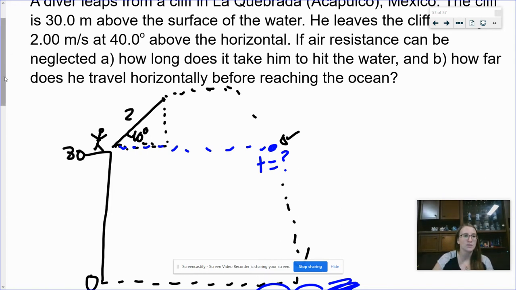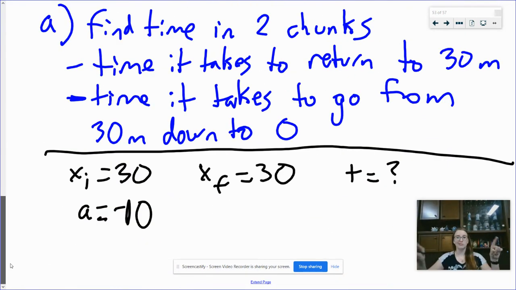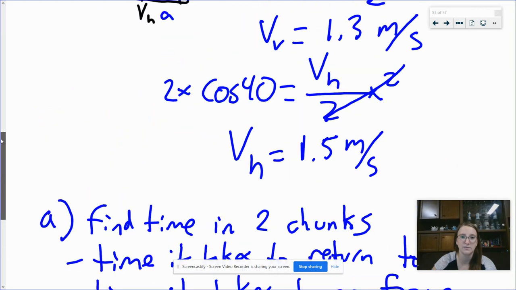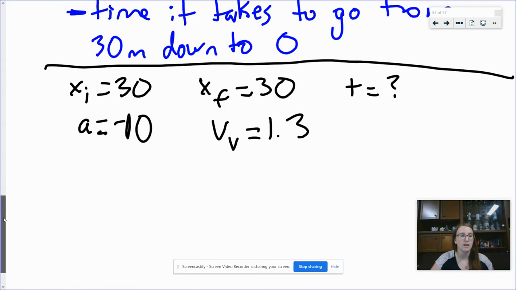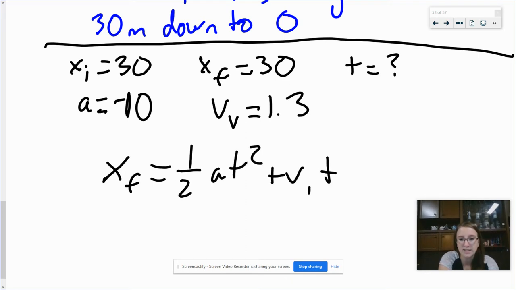So when we're trying to find how long it takes to go up and then back down, we are going to use the vertical velocity because that's the component being affected by gravity. So 1.3. Okay, so this is all I have. Because I'm looking for time and I have position, this is how we know we have to use the position formula. I can't use the velocity formula here because I've got position. We got position, we got to use the position formula. Sounds pretty obvious. Let's go ahead and plug everything in.